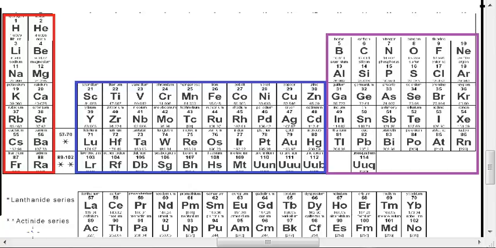Alright, so check this out. One of the things we wanted to do was another electron configuration. This time I'm going to do it for Sb, which is right here. That's called antimony.